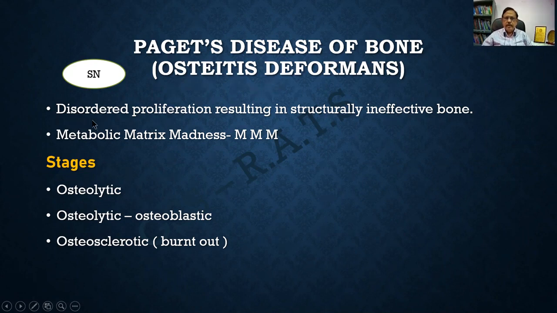It is a disordered proliferation resulting in a structurally ineffective bone. Ineffective in the sense it is not able to support. And it is also described as 3 M's. What are the 3 M's? Metabolic, matrix, madness. Please remember this. Disordered proliferation, metabolic, matrix, madness.